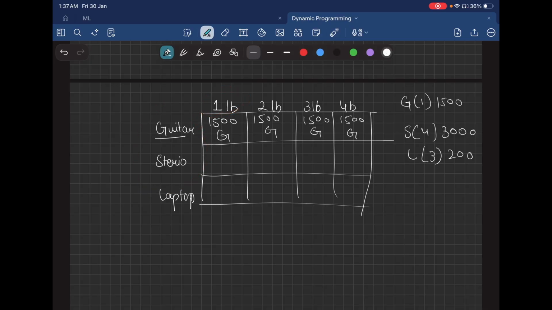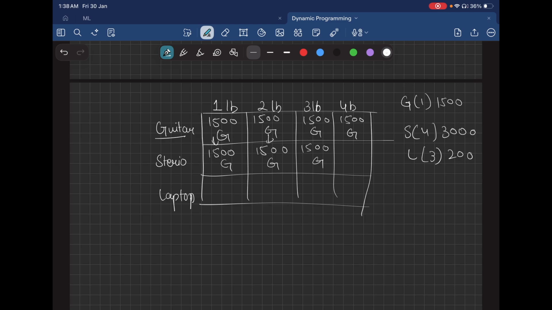So we have two choices. Either we take the stereo, which we can't since it takes four spaces, or we just simply go with the previous value, the one which we had with the guitar, right? So we get 1500 and a guitar. For 2 pounds, similar situation, 1500 and a guitar. 3 pounds, similar situation, 1500 and a guitar.